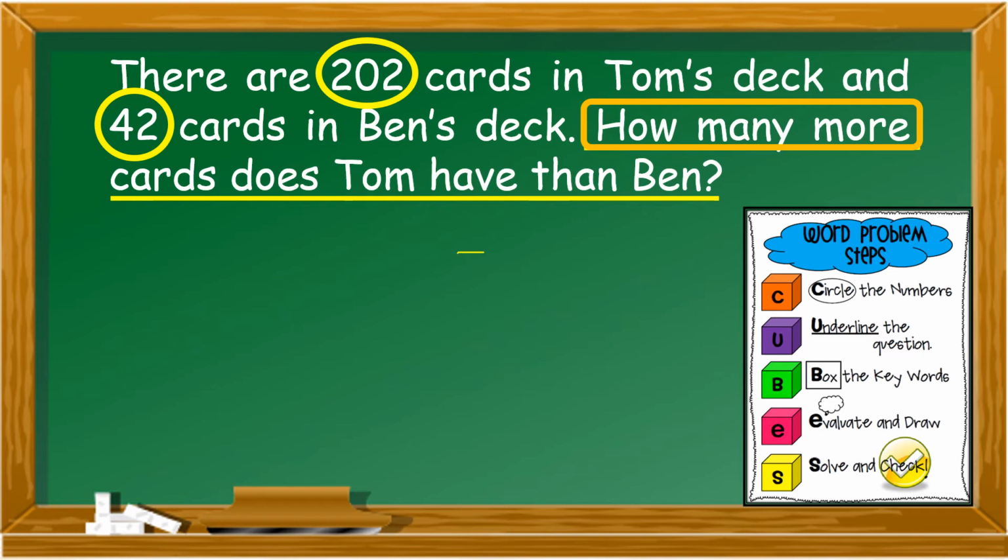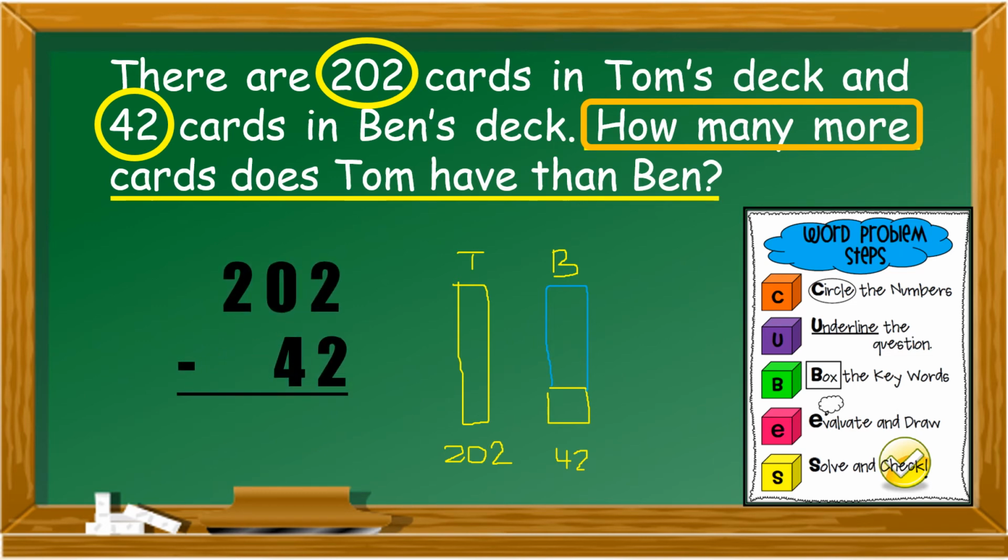This is Tom's deck. Tom has 202 cards in this deck. Here we have Ben's deck. He only has 42. The question is, how many more cards does Tom have than Ben? So that means we have to figure out how much more is needed so that Ben would be equal to Tom. What does how many more mean? Subtract. Very good.